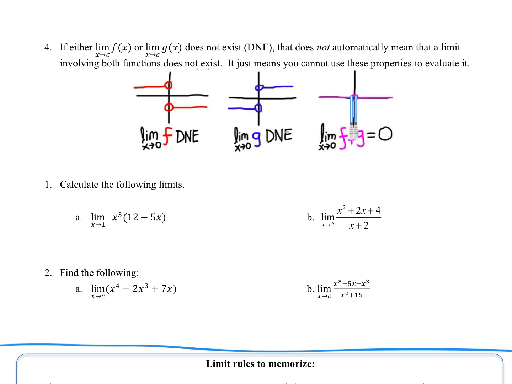0. Does that limit now exist? So just because my individual functions' limits didn't exist, when I compose them together, add them up, they can exist then.